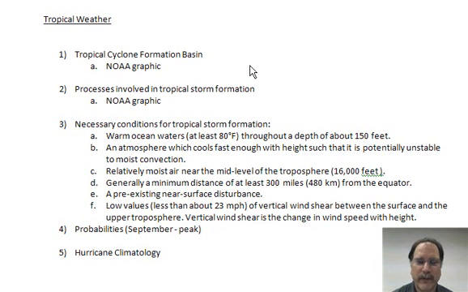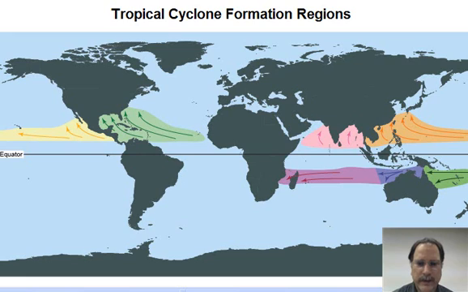We'll talk over the next few minutes about what parts of the world actually have tropical systems in addition to the Atlantic Ocean. We'll talk about some of the processes involved and some of the specific requirements needed for tropical storm formation. Well, here's a NOAA graphic showing in color the different regions around the world where tropical storms can form. And there's a couple things I want to point out.